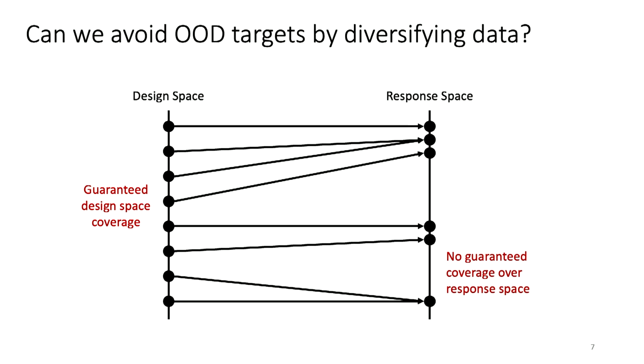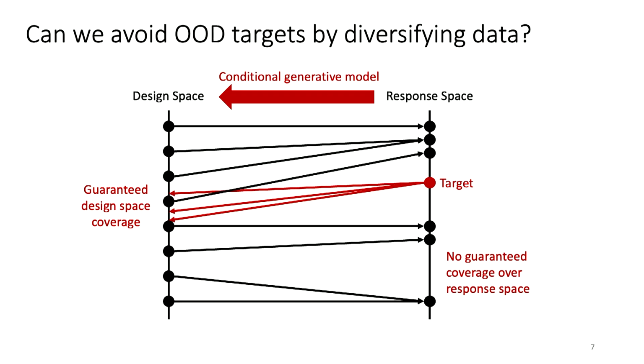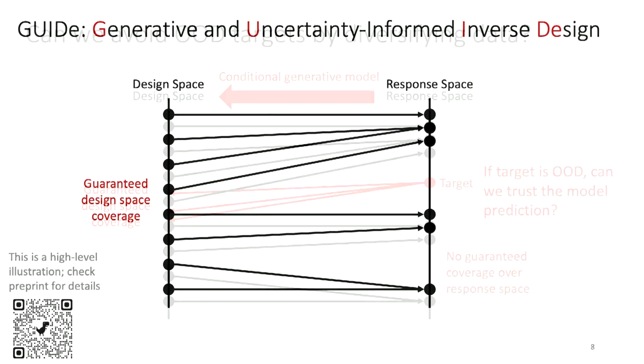So in that case, we train this conditional generative model to map the response to the designs, and hopefully, given a target, we can map this target to the designs. But the question is, if the target is out of distribution, can you really trust the model prediction, right? The answer is definitely no.